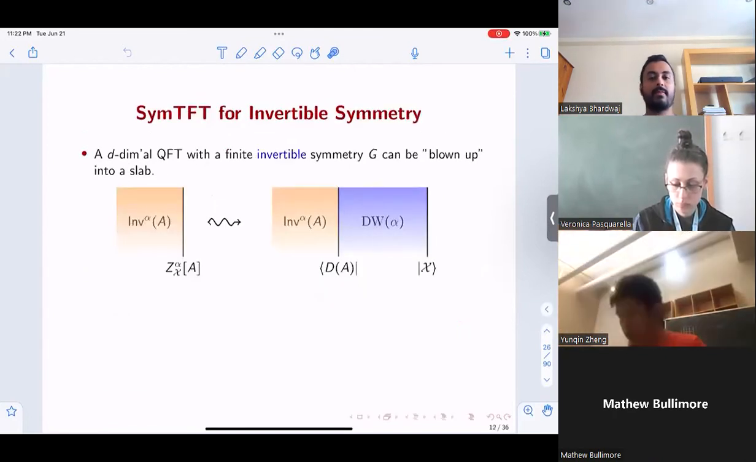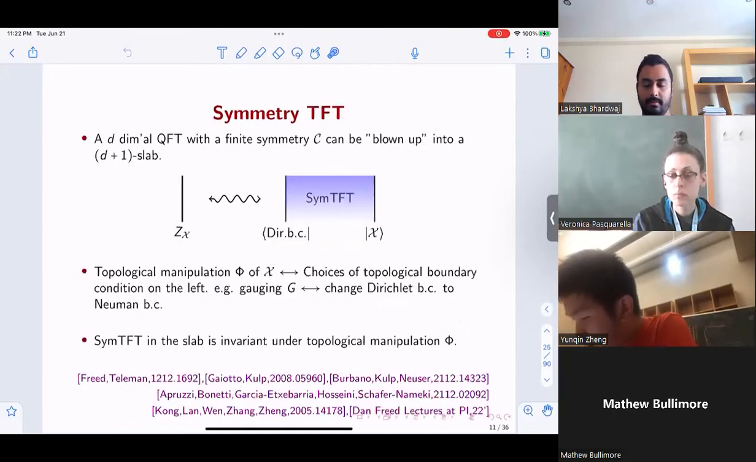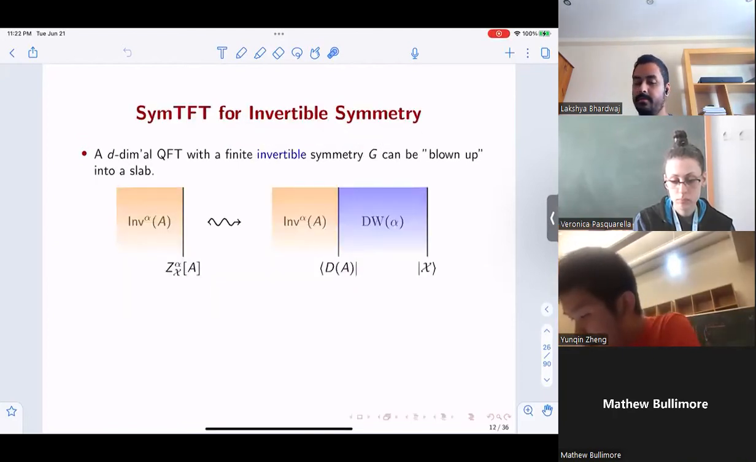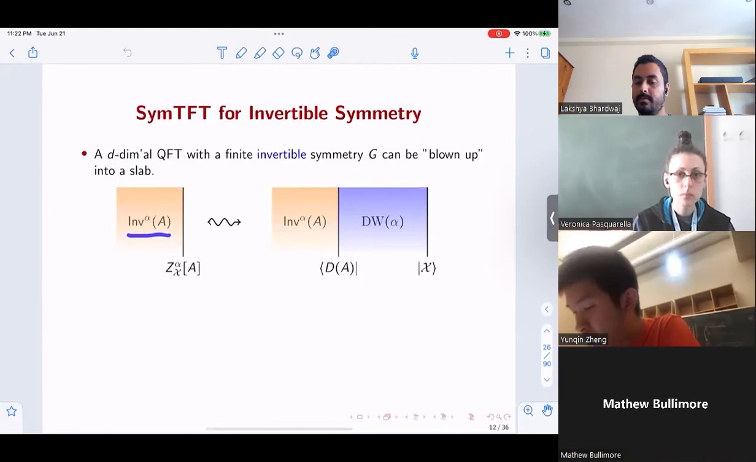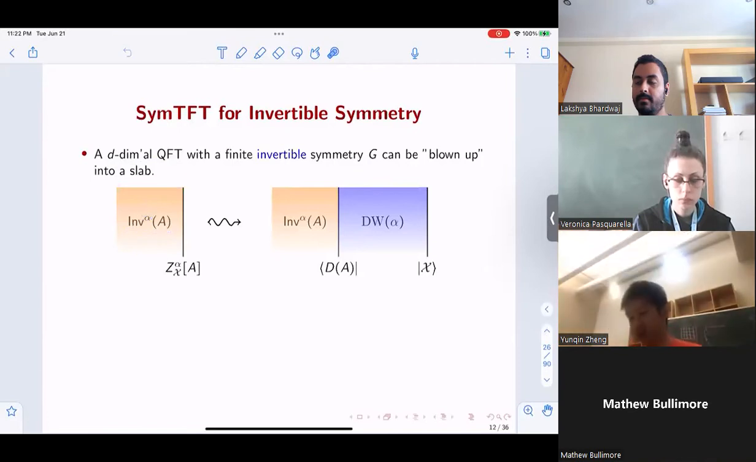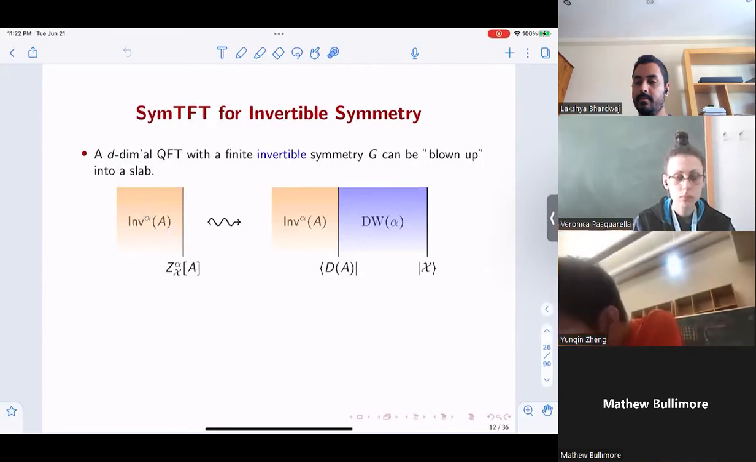Okay, so here I discussed the general properties of the symmetry TFT. So let's consider an example. Consider an example where a d-dimensional QFT has the finite invertible symmetry G. So G is a group. And here we also allow G to be anomalous. So the anomaly is captured by the invertible theory labeled by a cocycle alpha. And so this d-dimensional theory should live on a boundary of a d+1 dimensional invertible theory.